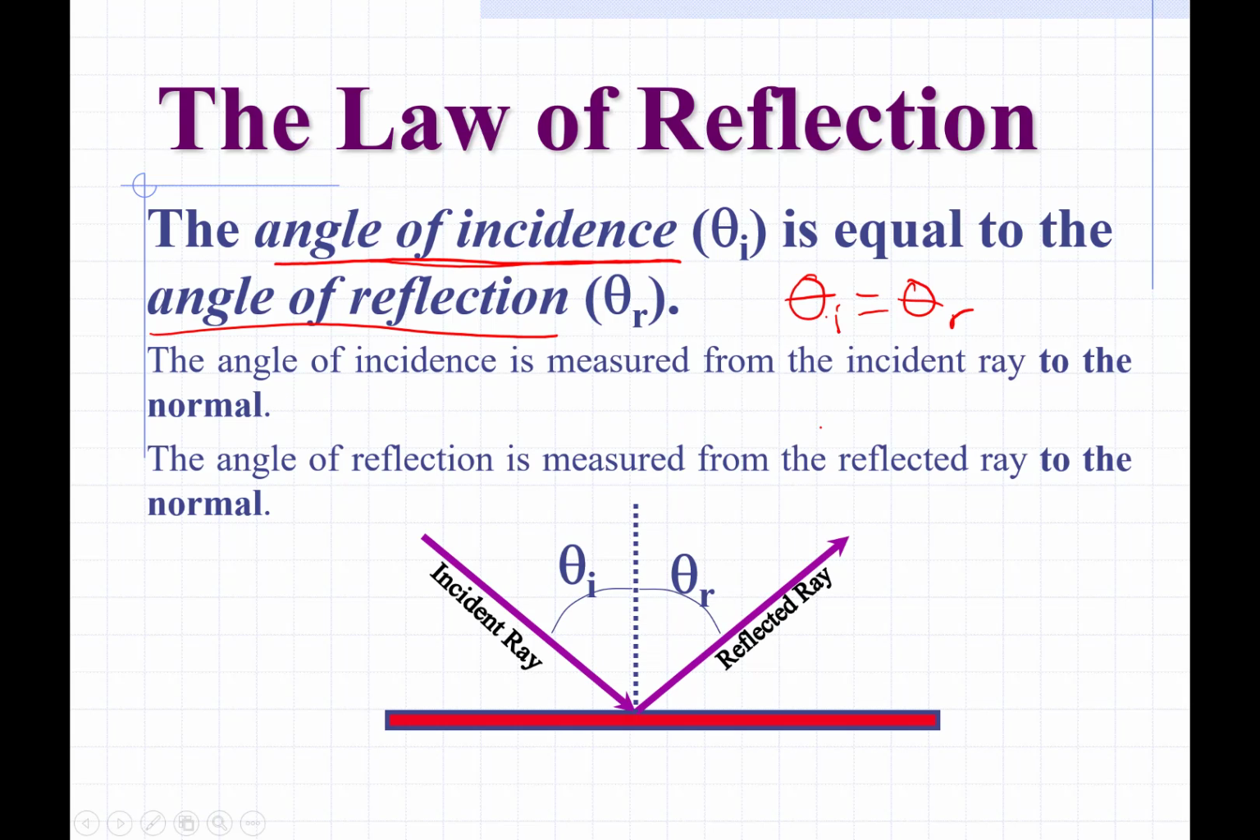We measure both the angle of incidence, theta I, and theta r from the normal. So this is our theta I, and this is our theta r. By the law of reflection, those angles always have to be the same. And here's our normal. I'm going to try and draw it as our dotted line. Normal. Always perpendicular to the surface.